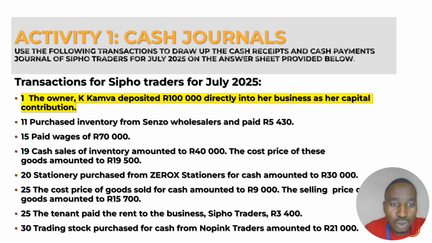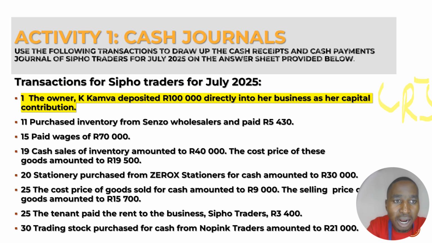Now, what you need to know is where do you record that transaction? That is the most important thing that you need to first tell yourself. You record that transaction on the CRJ. So whenever the owner deposits the money directly into the account of the business, we record that transaction on the CRJ.